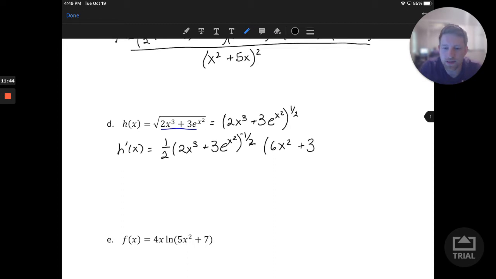If we take the derivative of e raised to the x squared, well, this is another chain rule in itself because it's an exponential raised to a function of x. So with an exponential, we would want to rewrite our exponential and take a derivative of the inner function, which happens to be the exponent. So that would be 2x. So that would be the complete derivative of the overall inner function there: 6x squared plus 3 e to the x squared times 2x.